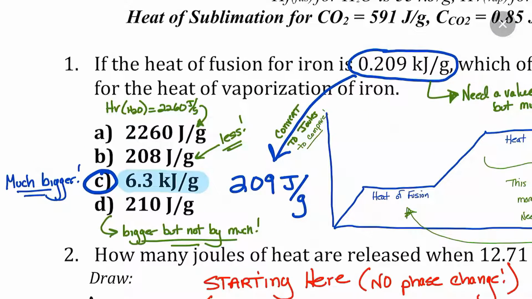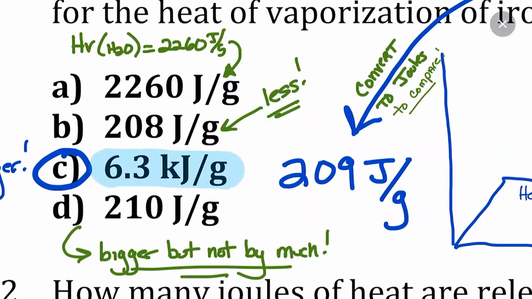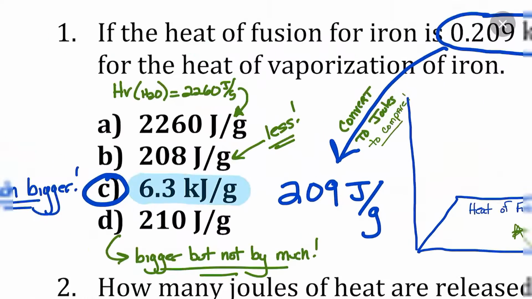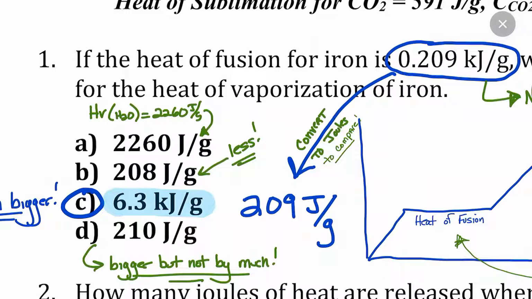Now, going through the choices, I want you to understand something. If we look at the heat of fusion, which is 0.209 kilojoules per gram, that value is hard to compare when your other choices are in different units. We have kilojoules written here, and we have joules here. So what I did is essentially convert them all into joules per gram. To convert 0.209 kilojoules, I multiplied by 1,000.